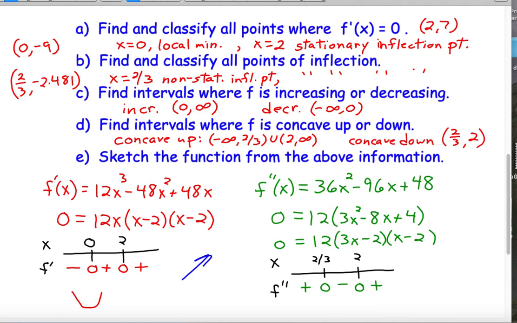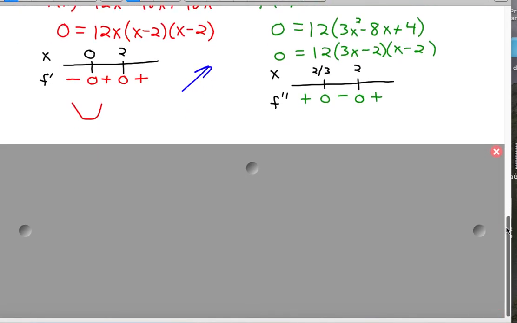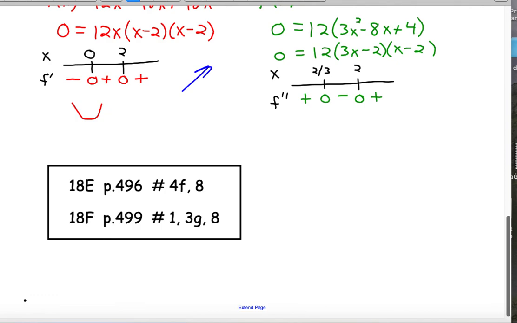All right, so you can see that looking at f prime and f double prime and finding when they're zeros and using your sign charts gives you a lot of information about your graphs. So I've got a couple problems to practice. I don't want to overdo it. In section 18E, just numbers 4, F, and 8. And then in section 18F, 1, number 3, part G, and number 8 as well.